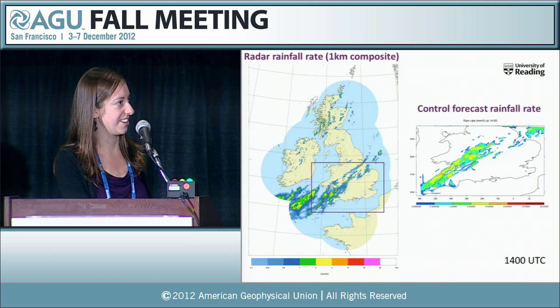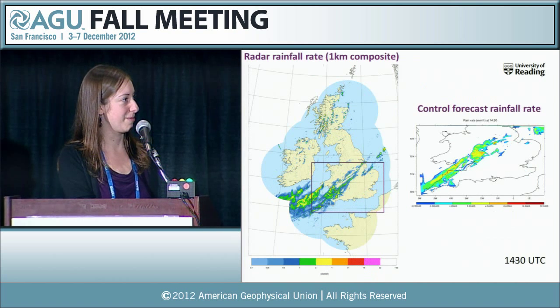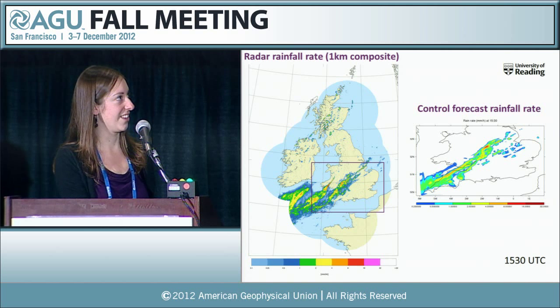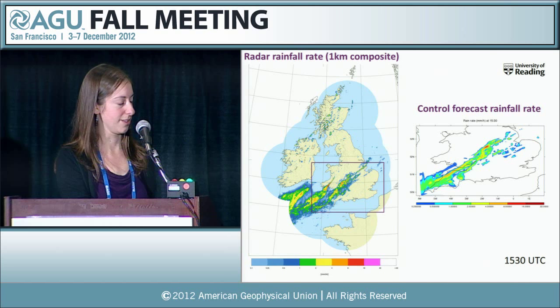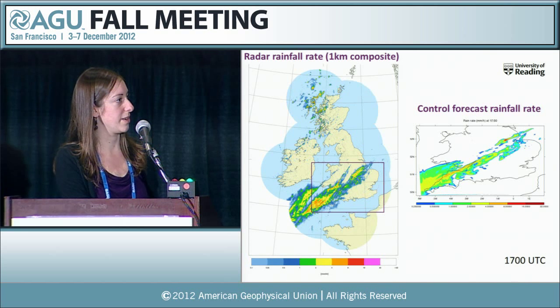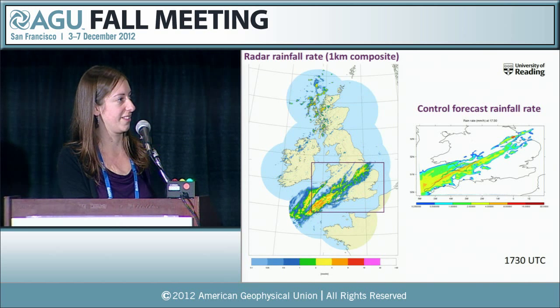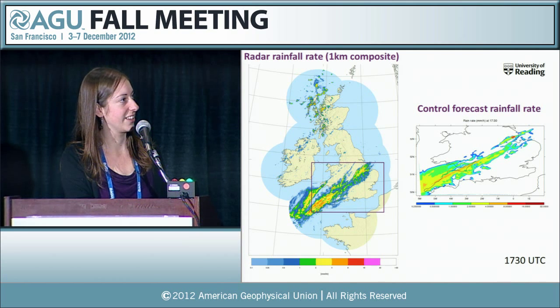So this is just a quick animation of the passage of the front. On the left is the radar data, and on the right is our control forecast. So you can see these 3 bands come in the radar, but then they don't appear in the control forecast.